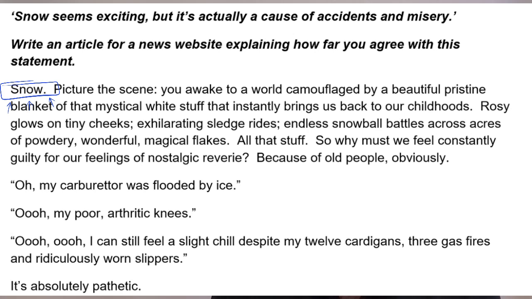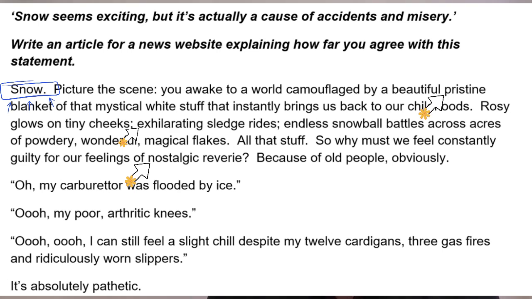We've got a short sentence used for effect, right? If we have a look at our mark scheme down at the bottom, are your sentences accurate and varied? Yes, they've done that. Longer descriptive ones, shorter dramatic ones. Have we chosen ambitious vocabulary? We've got exhilarating in there in sledge rides. We've got nostalgic reverie in there, okay? Beautiful, pristine blanket of that mystical white stuff. All good in terms of vocabulary.